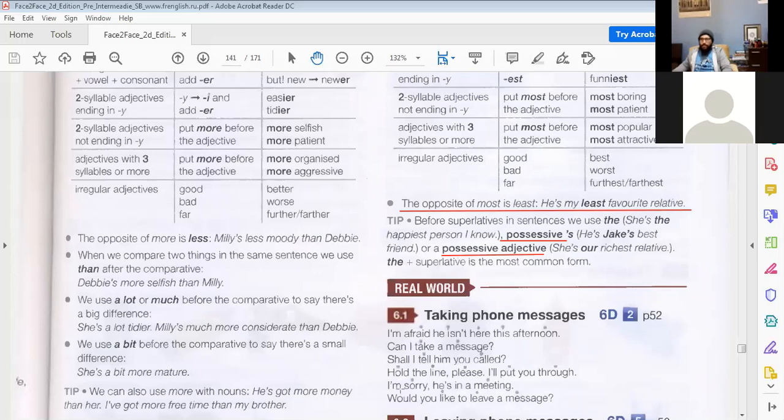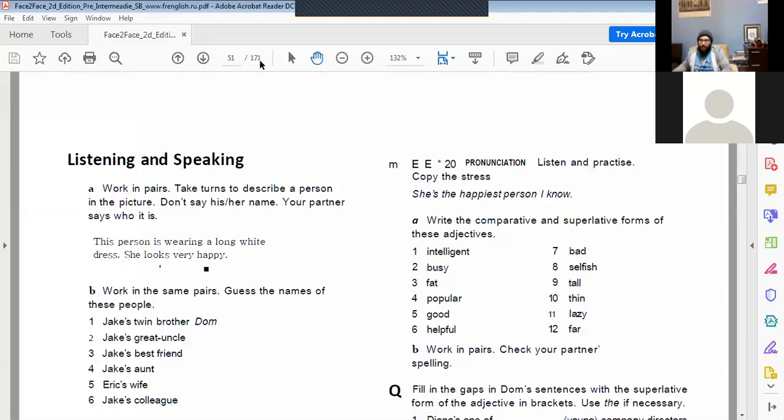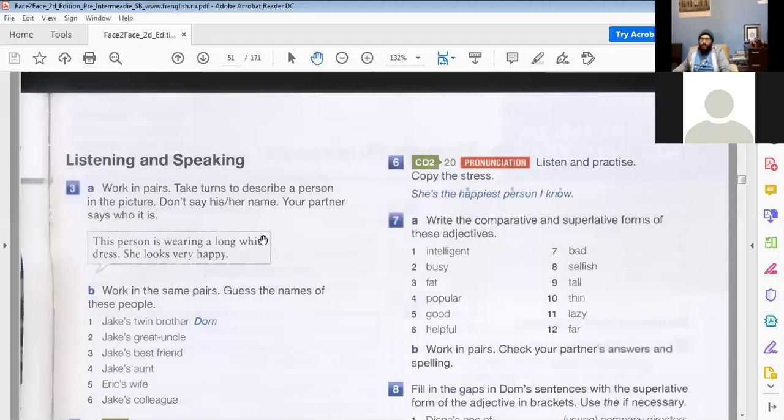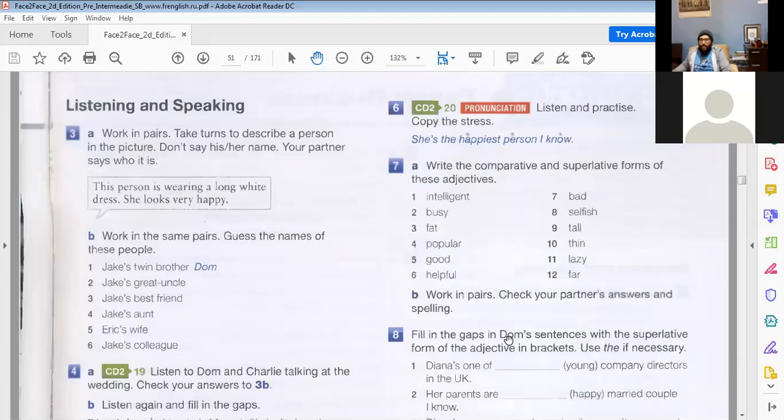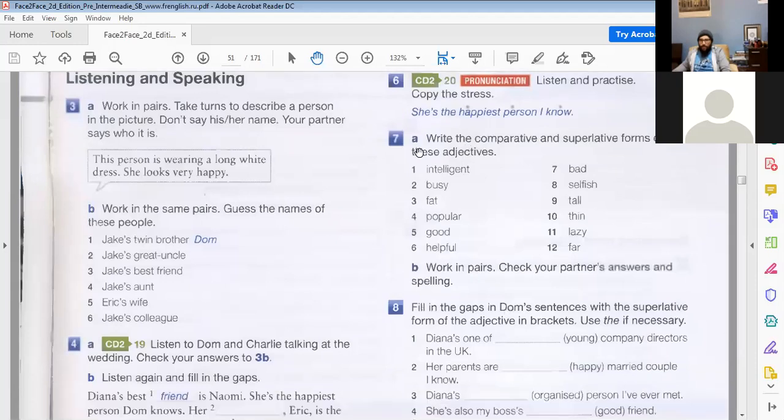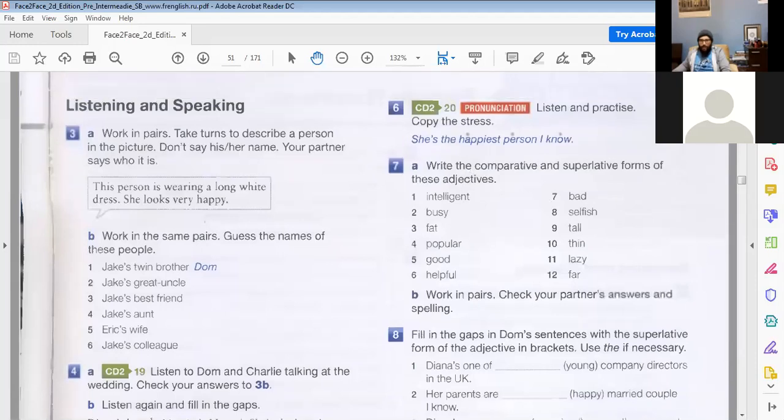All right? So this means we can go back to the exercise. Let's take a look. Okay. So let's check the listening first, and then we can write the comparative and the superlative. So let's check the listening.